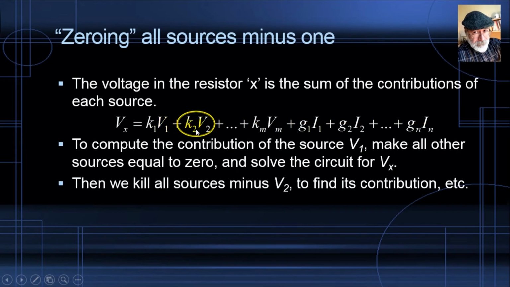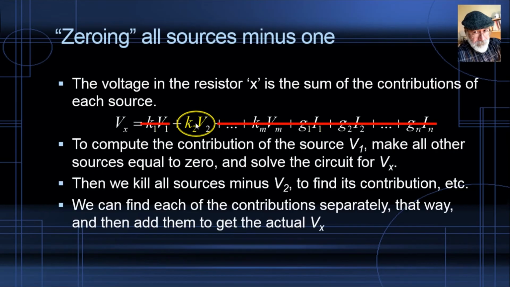Then we do the same for the second source, V2. We kill all sources minus V2 and solve the circuit and find Vx in that resistor. That's going to be K2V2, the contribution of the second source, and we keep doing that with each one of the sources. At the end, we add up all of those contributions and we get the actual Vx according to the full linear expression. But the question is, okay, in theory, all of that is fine, but how do we make 0 a source? How do we kill a source?